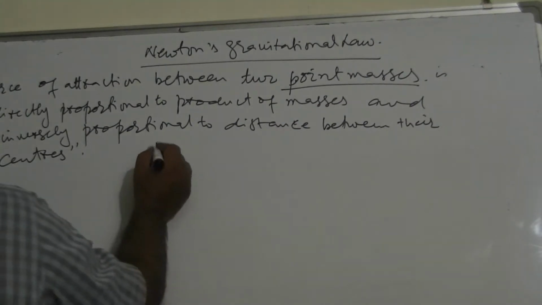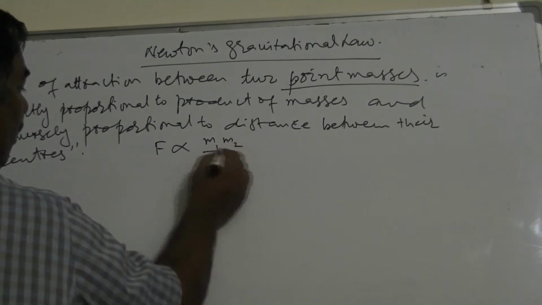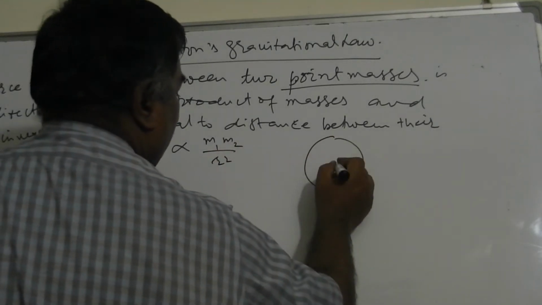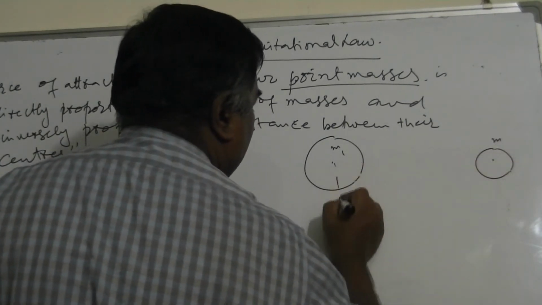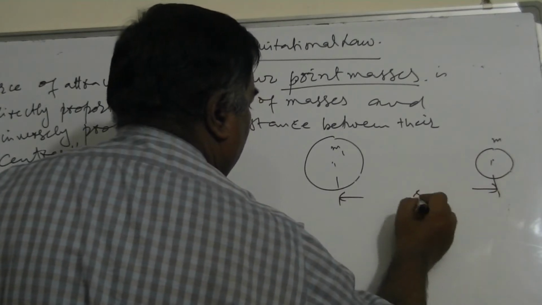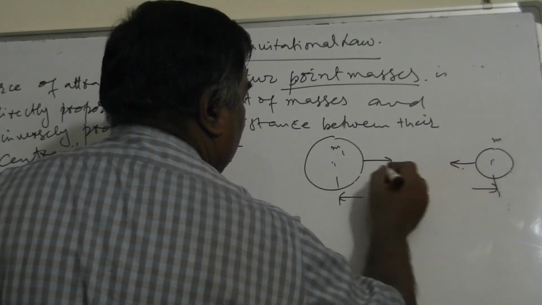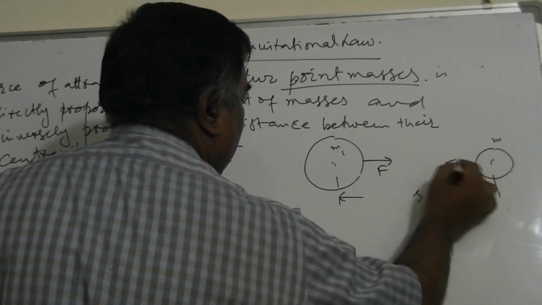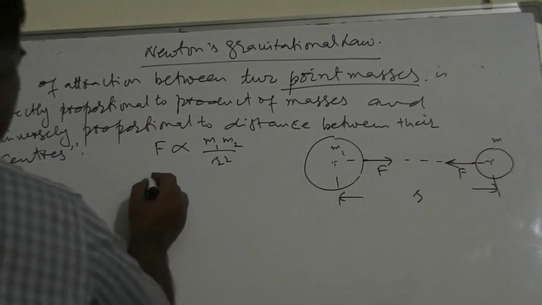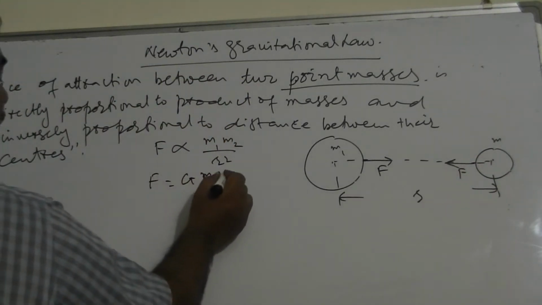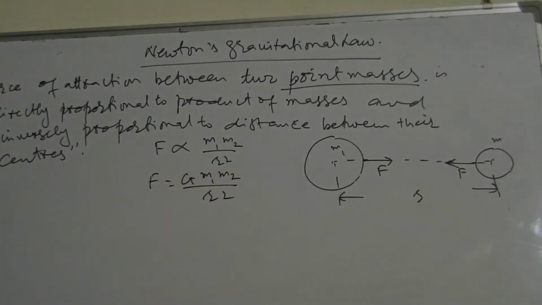I can say, suppose F varies as m1 m2 upon r square, where m1 is this mass, m2 is this mass, and the distance between their centers is r. Both are attracting each other with a force F. This must be directed from the center, in both cases. So I will say F is equal to a constant G times m1 m2 upon r square. This capital G is the universal gravitational constant whose value is the same everywhere in the universe. By using this law, I can always calculate the force of attraction between two bodies.